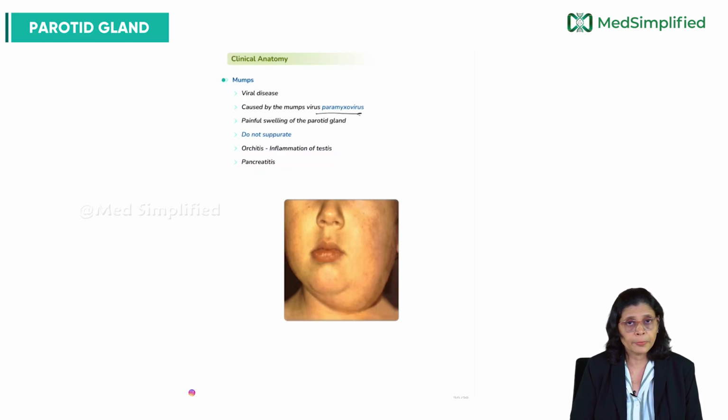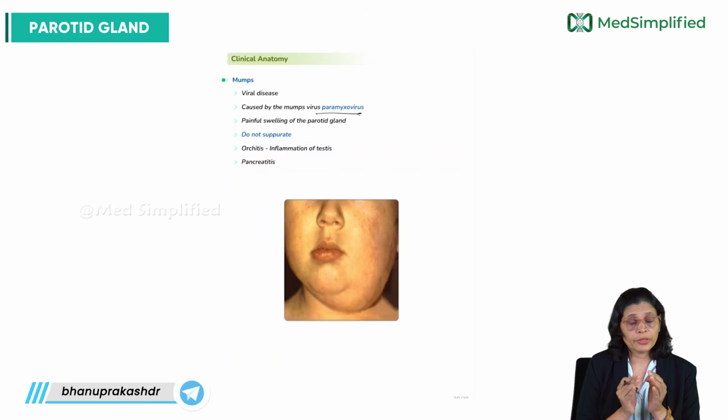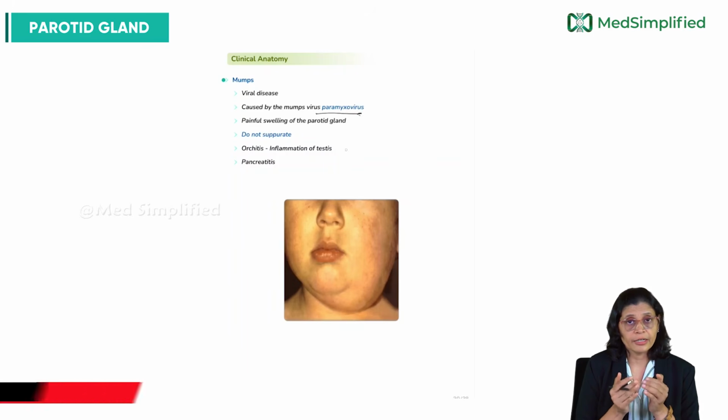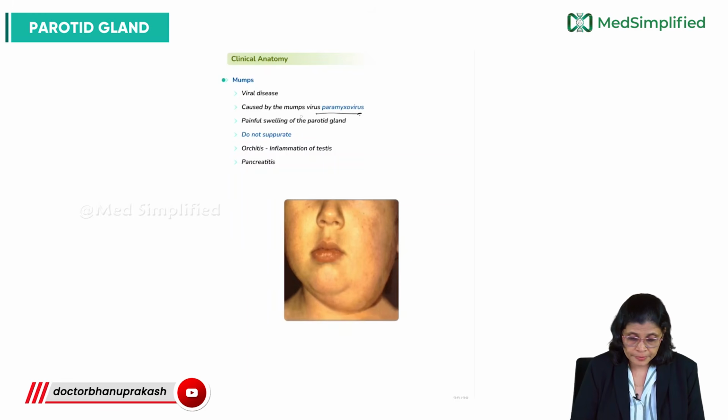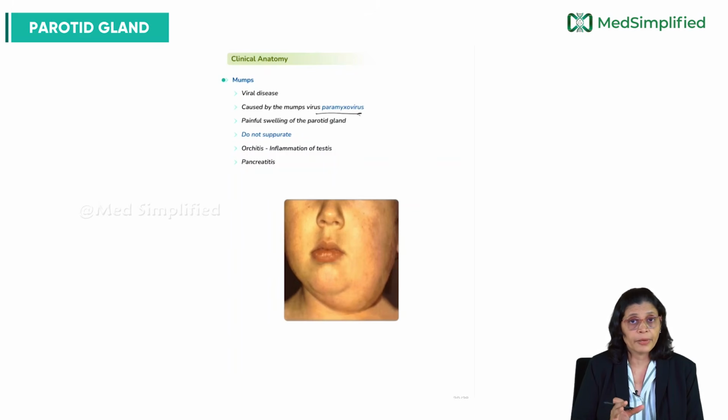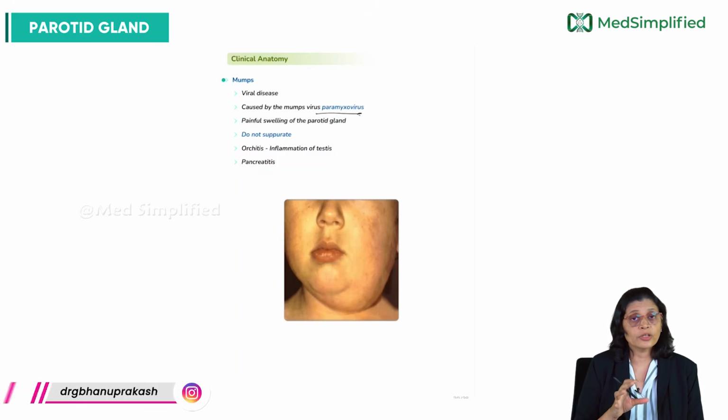Now why is the swelling very painful? Because the fascia is unyielding there, and so the parotid gland has no space to swell. It has to swell within the unyielding parotid fascia, because the parotid fascia is formed by dense connective tissue, and dense connective tissue doesn't have any expanding property. It doesn't have that elasticity to expand because it is made up of collagen fibers, right? So there will be no space to expand, and that is why it will be very painful. And these swellings do not suppurate, meaning they do not form an abscess there, right?